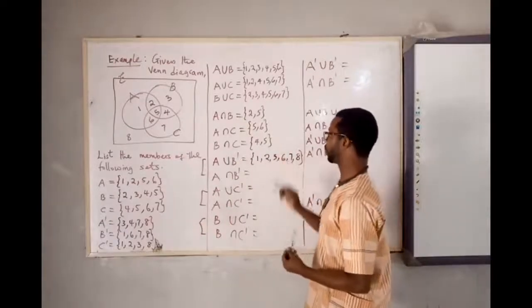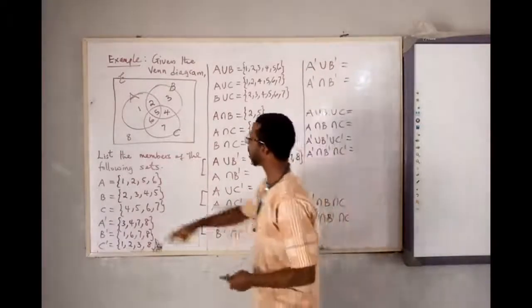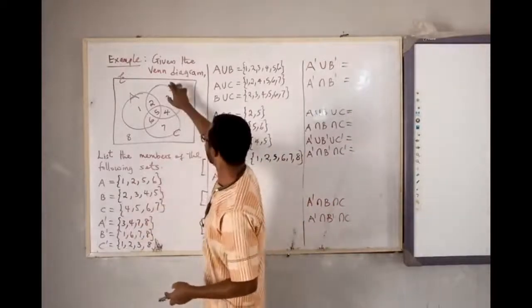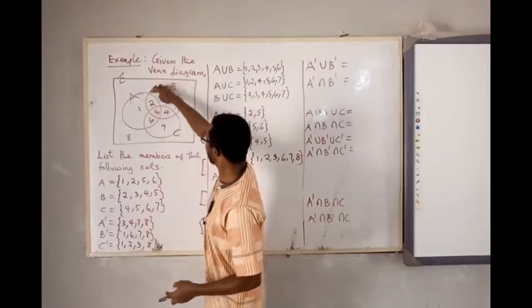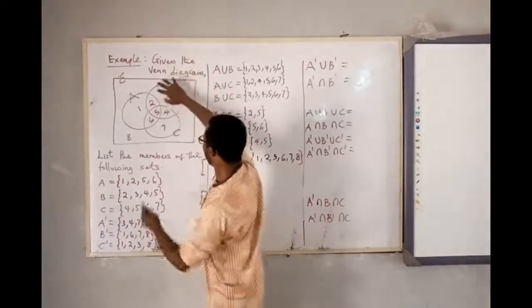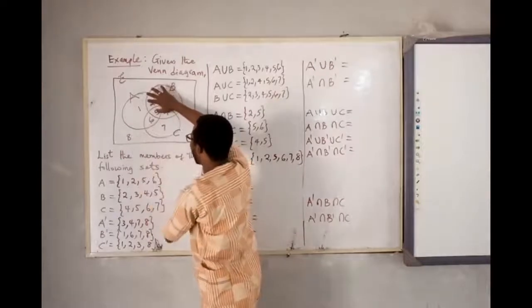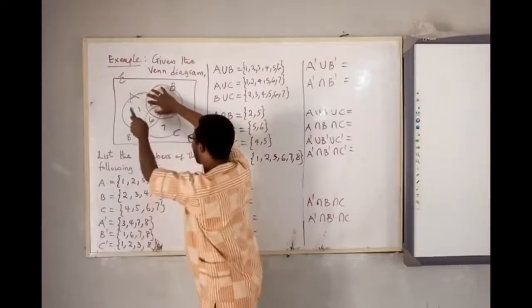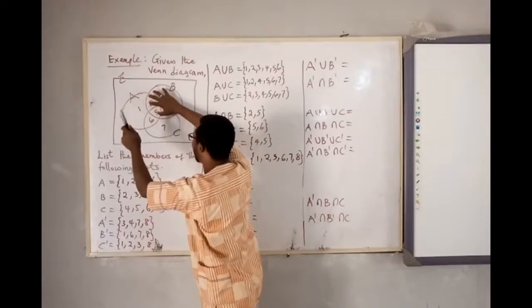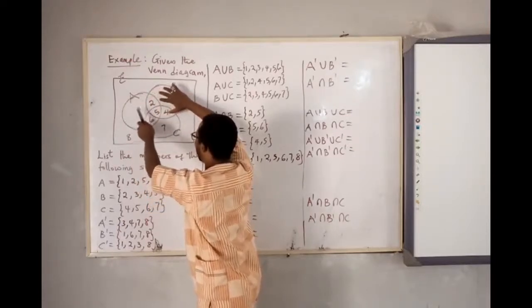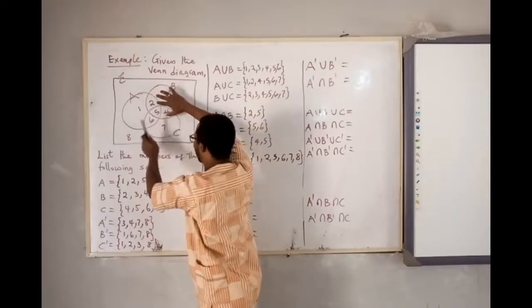A union B prime. B prime, for what we have done, you discover that B prime simply means delete this set. So if you delete this set, you will have 1, 6, 7, 8. They are now asking us to add it to set A. The only thing that will be remaining to make set A will be 2 and 5. So that will be 1, 2, 5, 6, 7, 8.